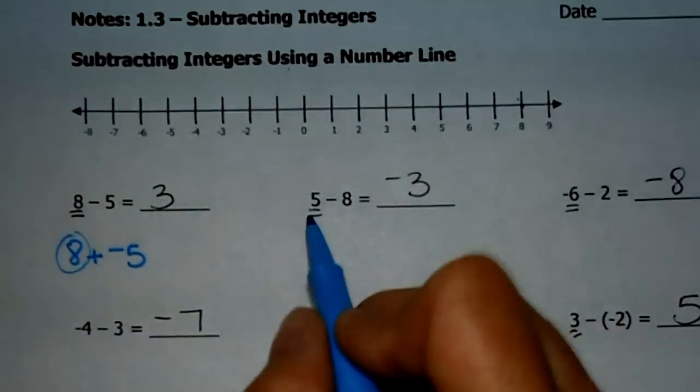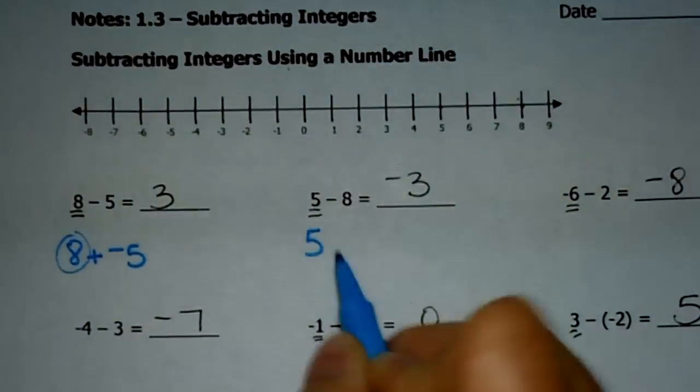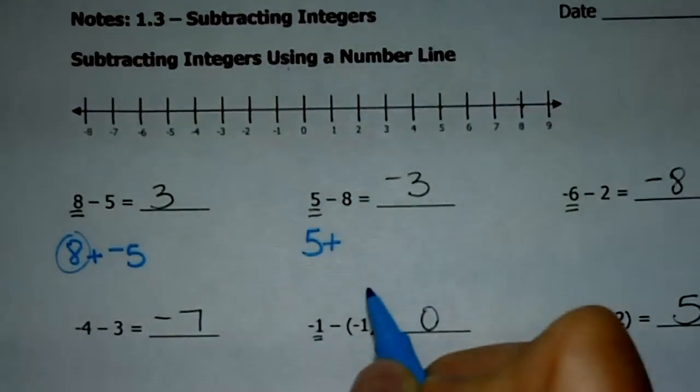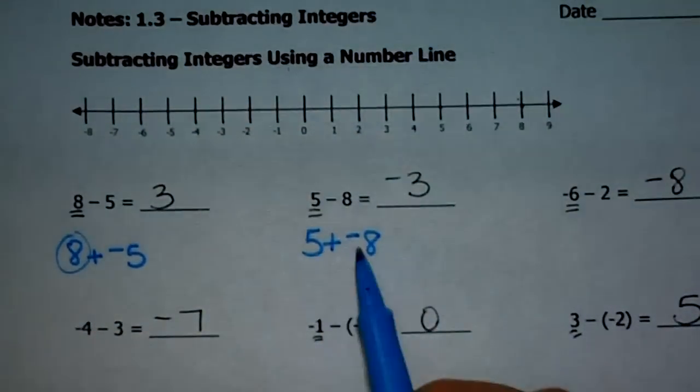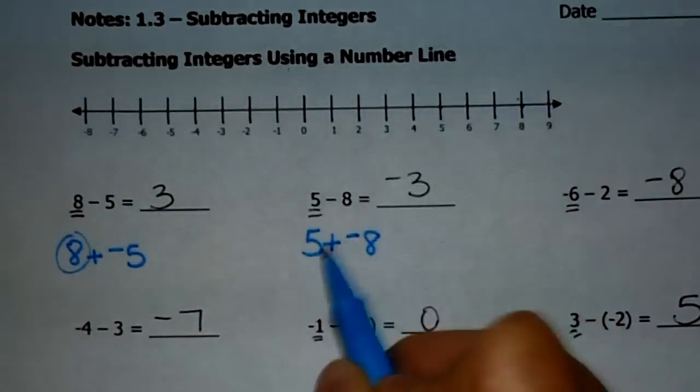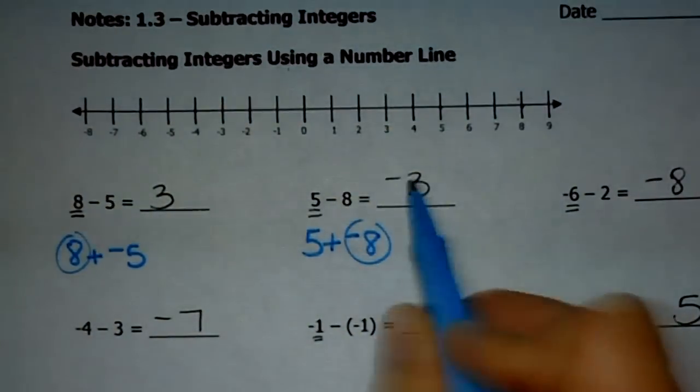Same thing here. If we did keep, change, it would keep the 5, change subtraction to addition, that was a positive 8, make it a negative 8. Two different signs, subtract the digits, 8 minus 5 is 3, take the sign of the greater digit, it's negative.